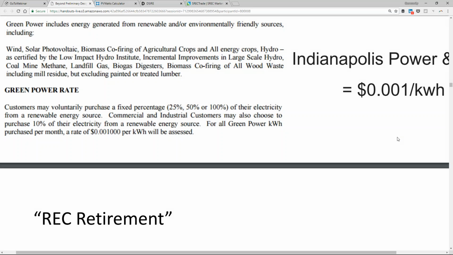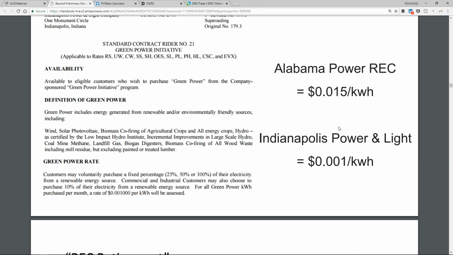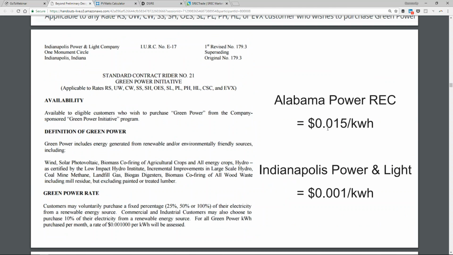0.001 cent a kilowatt hour. And so what we have is a situation where Alabama Power is charging their customers 1.5 cents a renewable energy credit, and Indianapolis Power and Light is charging their customers 10% of that, even less. So what does that mean? Why is the renewable energy credit so comparatively expensive to the customer in Alabama versus in Indiana?